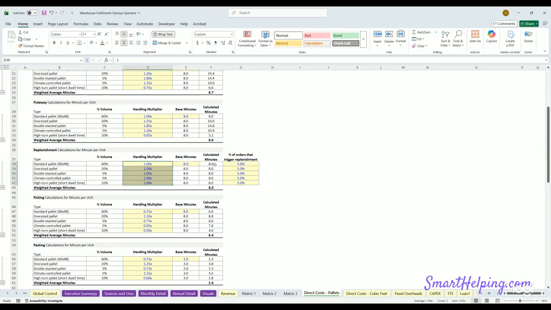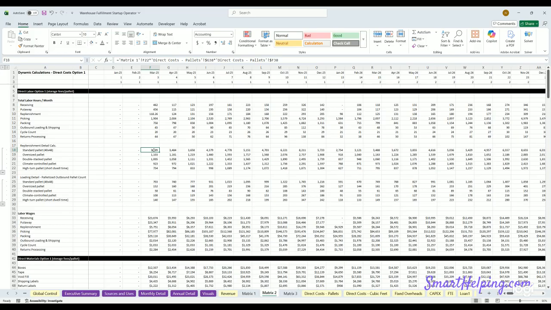So 8 minutes per replenishment. This amount of orders are tape replenishment. Therefore, this is the amount of minutes. And then when we actually calculate replenishments, we're just taking this whole thing divided by 60 to convert it to hours.